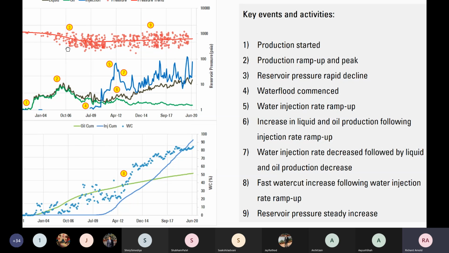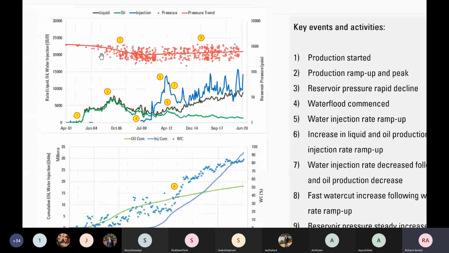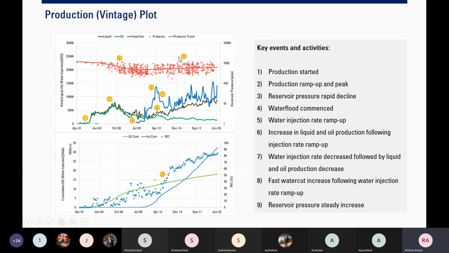So after it declines, it depletes rapidly, we can slowly but at a stable rate increase our reservoir pressure. Right, so this kind of surveillance analysis you actually need to do as a reservoir engineer, petroleum engineer, field engineer. Okay, and that's actually the arrows for each history.